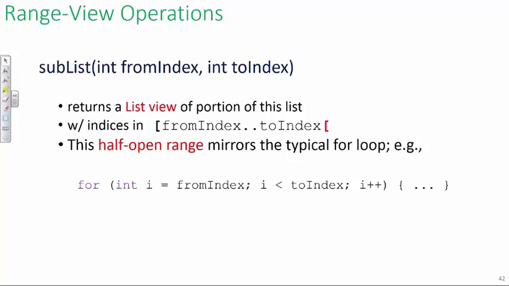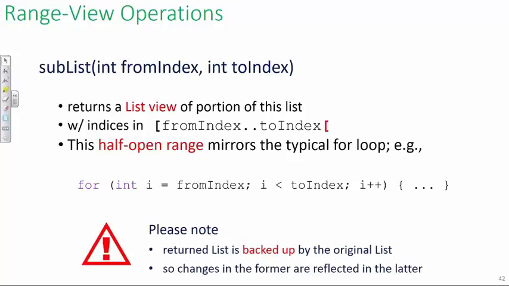You call sublist on a list object, and it's going to return to you a list that contains all elements from index included, to index not included. The reason for that half open range is that this is pretty much what you would have if you write a good old-fashioned for loop with those two indexes. It's just to keep people in a familiar setting.